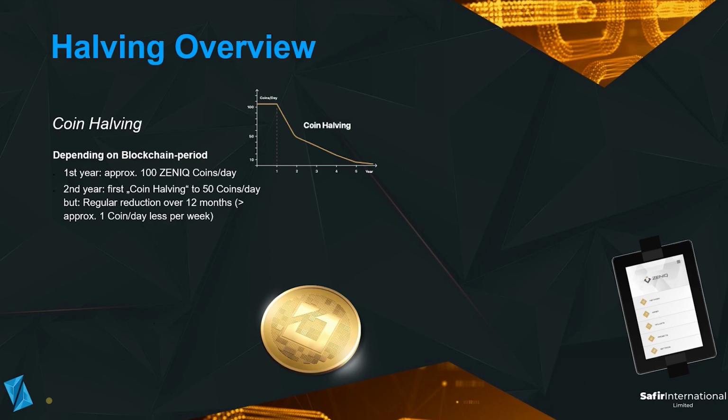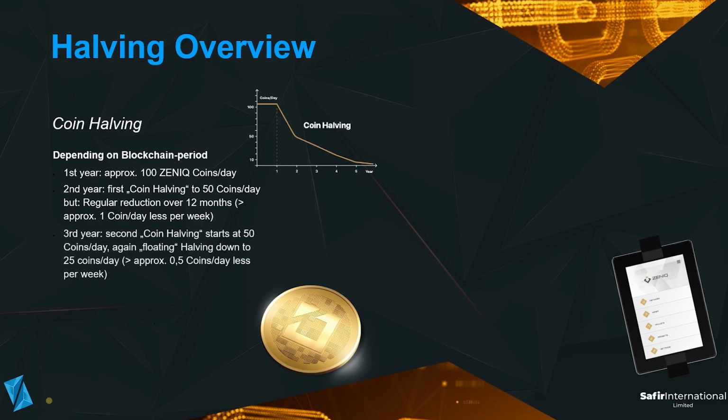So there is a gradual decrease. There is not a halving right on one day, like for example Bitcoin. If today is Bitcoin halving day, the block rewards are halved today, but with Zeniq the block rewards are halved over a year. Same for year number 3 and year number 4. So you see, in year number 3 you're starting with 50 coins and you're gradually decreasing until exactly 1 year later you are at 25 coins.